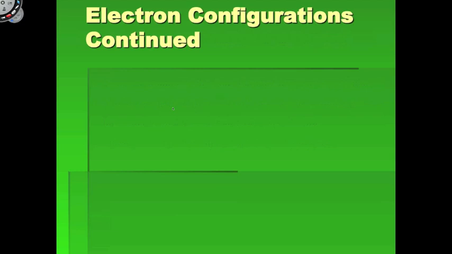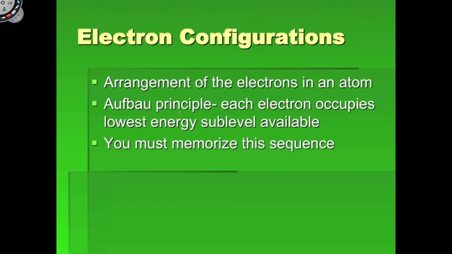All right, electron configurations. This is taught because it gives you a way to identify where specific electrons are located in an atom. It's how electrons arrange themselves in an atom. It's called the Aufbau principle or Aufbau sequence. Aufbau is a German word which means to build.